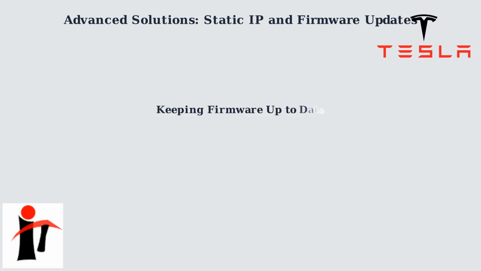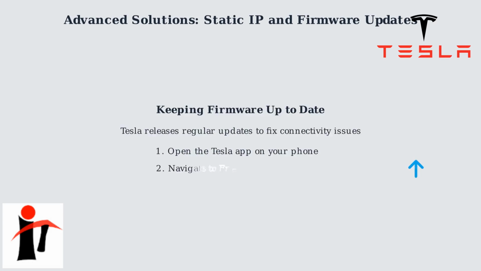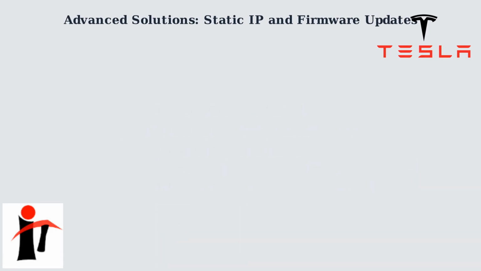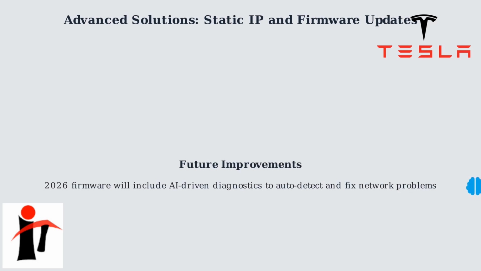Also, ensure your Powerwall's firmware is up to date. Tesla regularly releases updates to address connectivity issues. Check the Tesla app for available updates and install them promptly. Tesla plans to incorporate AI-driven diagnostics in 2026 firmware, potentially auto-detecting and fixing network problems.